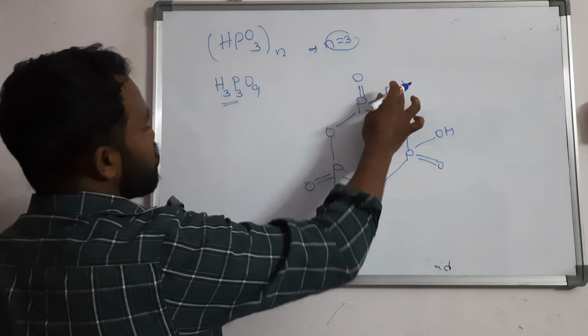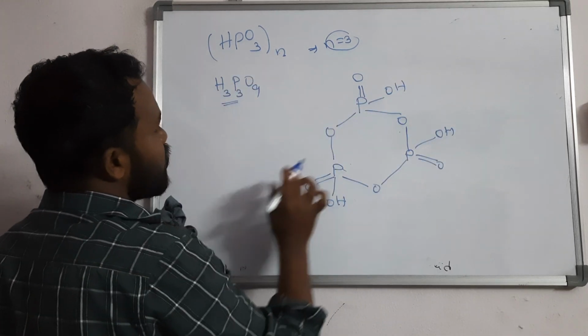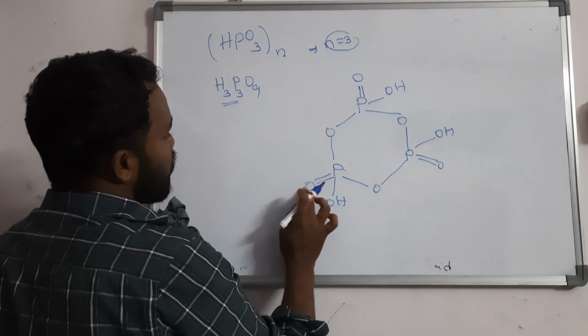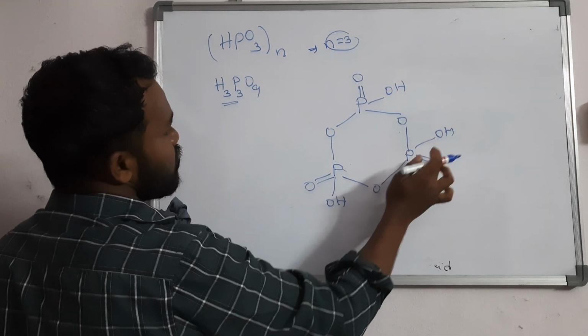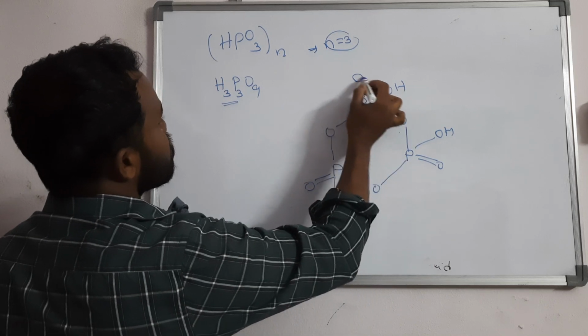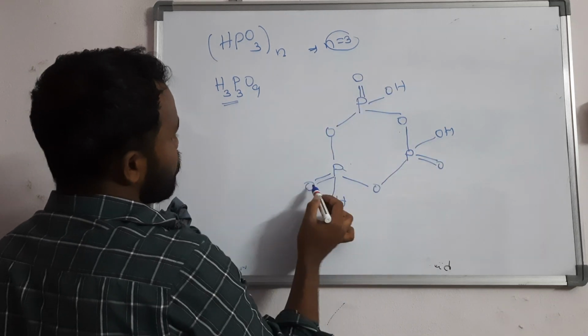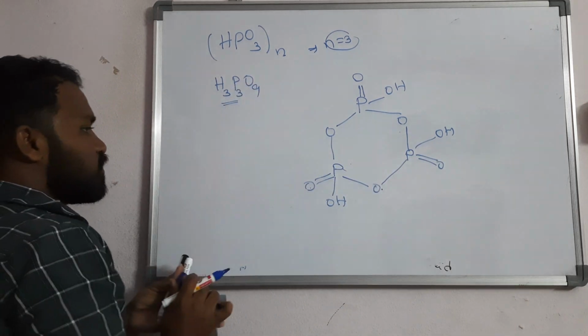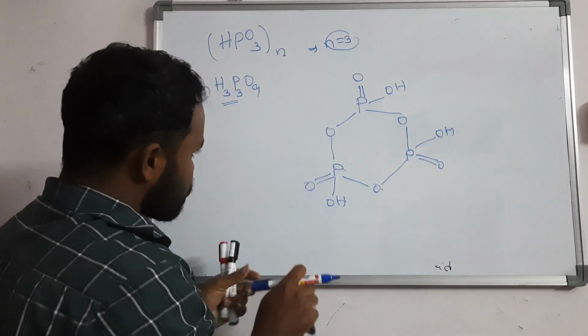HPO3. Now you should count: 1, 2, 3 hydrogens are there, 3 phosphorus are there, then oxygens: 2, 3, 4, 5, 6, 7, 8, 9. Nine oxygens are there. So the question is like this.